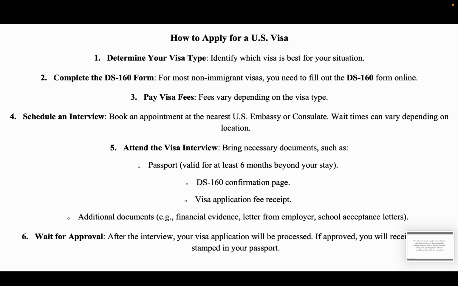How to apply for a US visa. These are the common steps for people who are interested in knowing the process. Firstly, you need to identify which visa you come under, and after that you have to complete the DS-160 form online. This is available online. You pay the fees, and then you get a schedule for the interview at the US embassy, and then you go there to attend the interview.